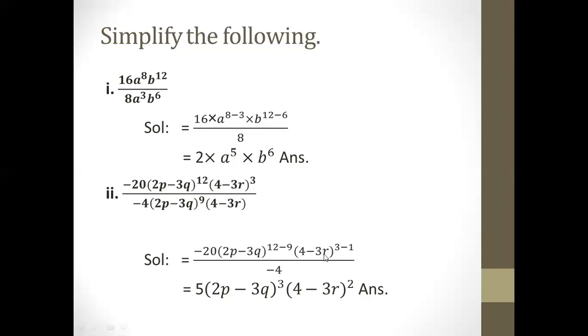Now 4 minus 3r, what we have to do, you have to subtract the exponent, 3 minus 1, right? Minus minus become plus, 4 5s are 20. Now 5 here. 2p minus 3q with power 12 minus 9 is 3 and 4 minus 3r with power 3 minus 1 equals to 2.